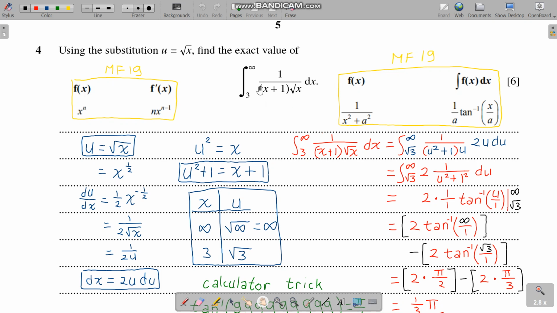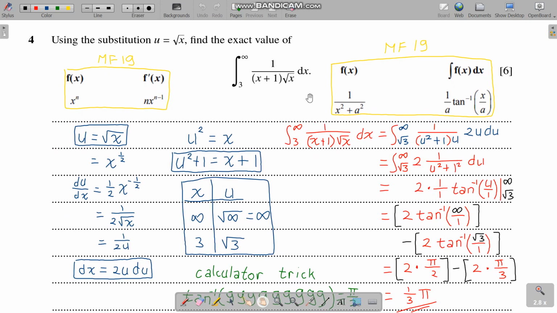This question is about integration. Using the substitution u equals root x, find the exact value of the integral from 3 to infinity of 1 over (x plus 1) times root x dx.